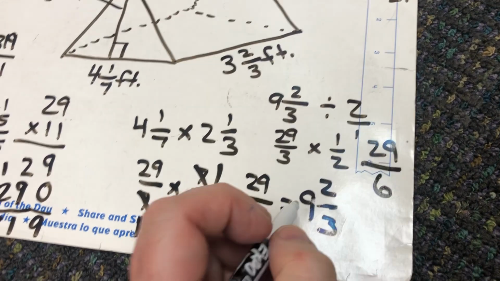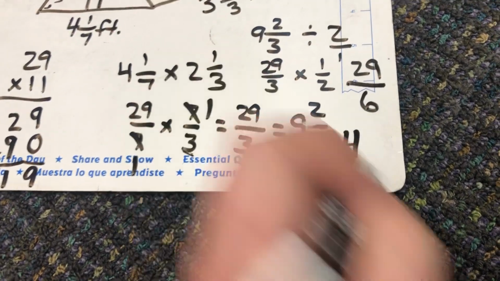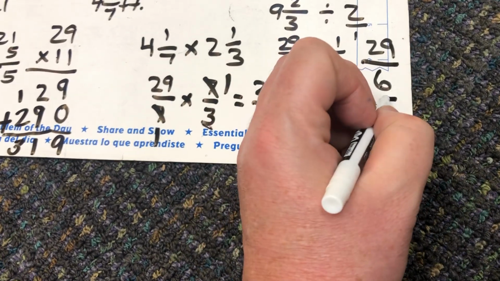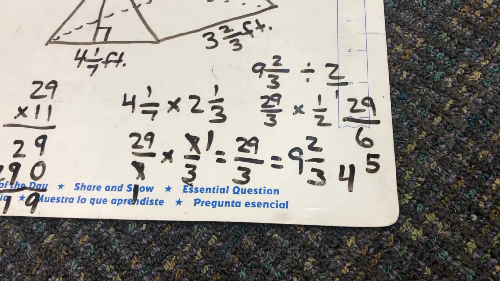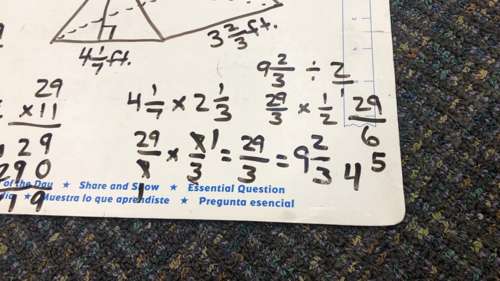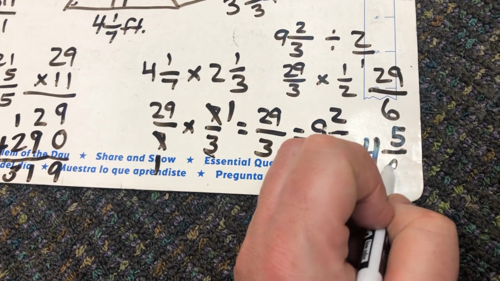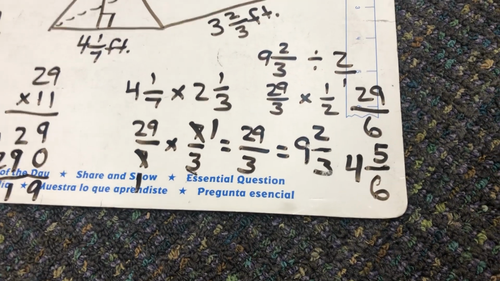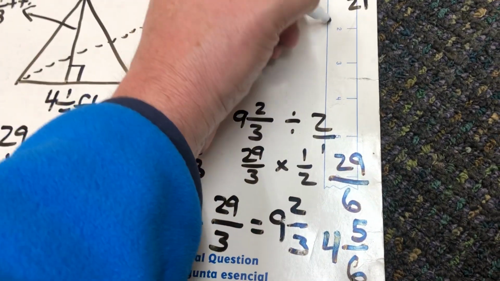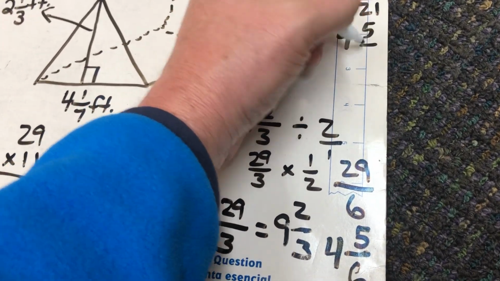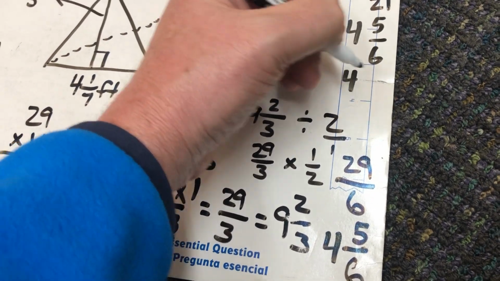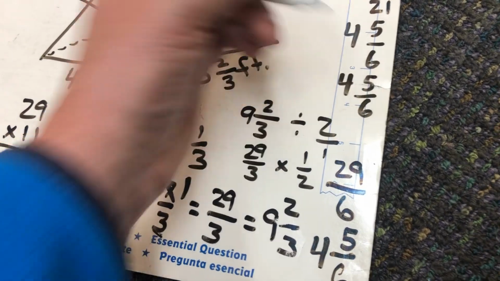Well, 6 can go into 29 4 times. There are 5 left over because 6 times 4 is 24. And it would take 5 more to get up to 29. My denominator here is 6. 2 triangles, both have an area of 4 and 5/6, 4 and 5/6.